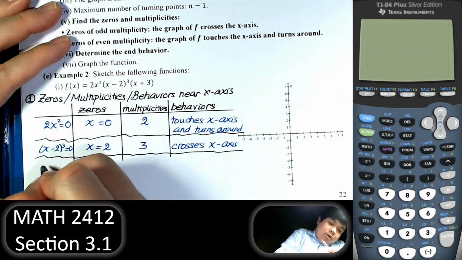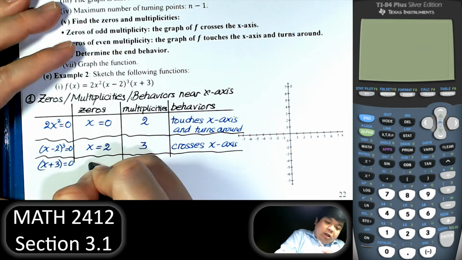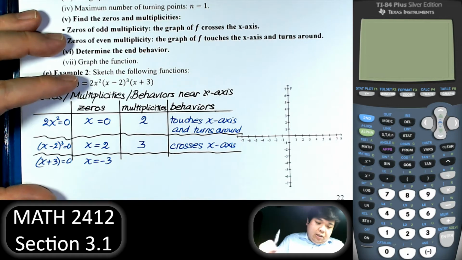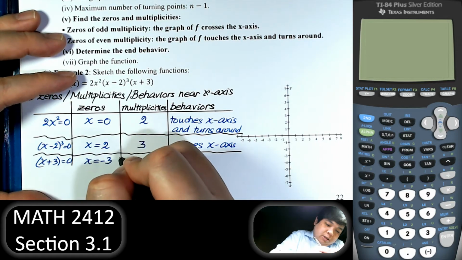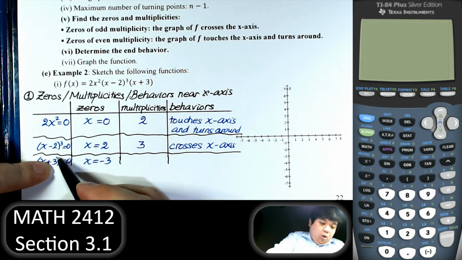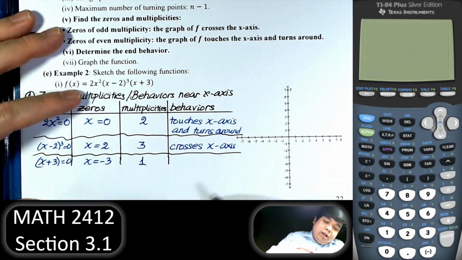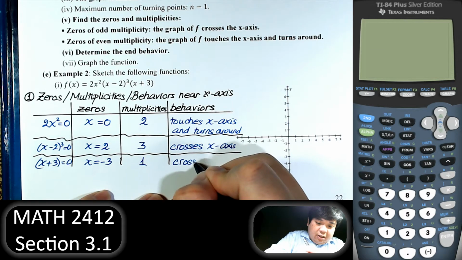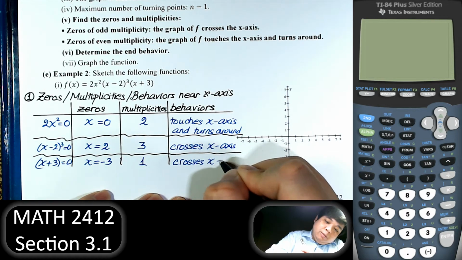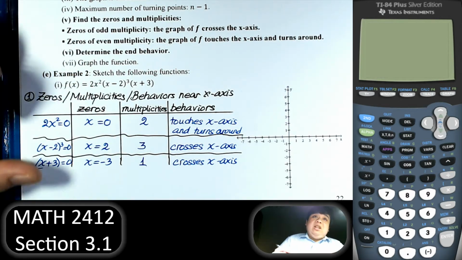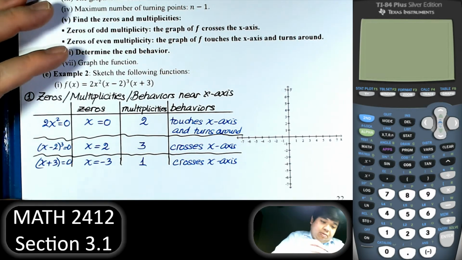Next we have x plus 3. We're going to make that equal to 0, so we have x equal to negative 3. Multiplicity, there's no power here, so this is 1. And if it is odd, it will cross the x-axis. So that is the zeros, multiplicity, and behavior near the x-axis.